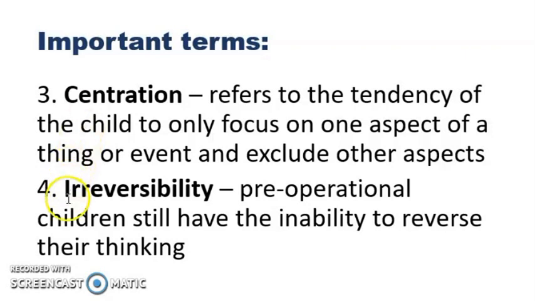Next is number 4, irreversibility. Okay, so children still have the inability to reverse their thinking. For example, okay, so between 2 to 6 years of age, tinanong mo si bata ng 1 plus 1. Okay, the answer is 2. So, kaya niyang sagutin yun. Next, nagtanong ka ulit ng 2 plus 3. So, that statement, 2 plus 3, the answer is 5. So, we have their mathematical equation na 2 plus 3 is 5.